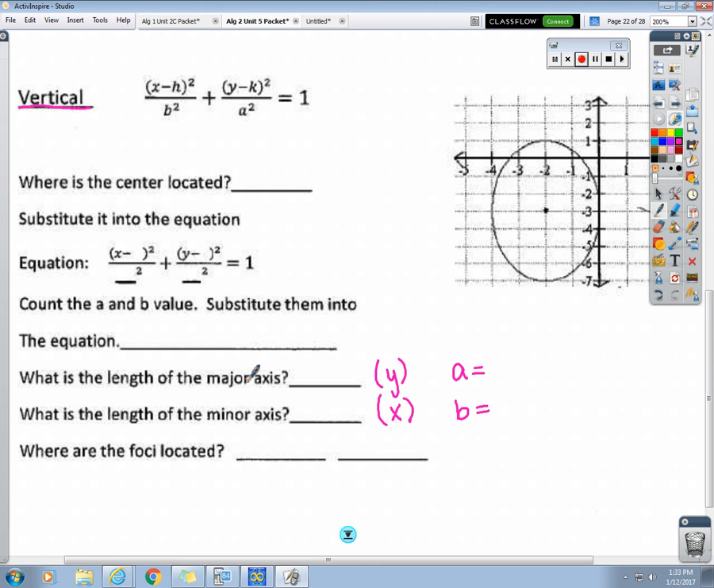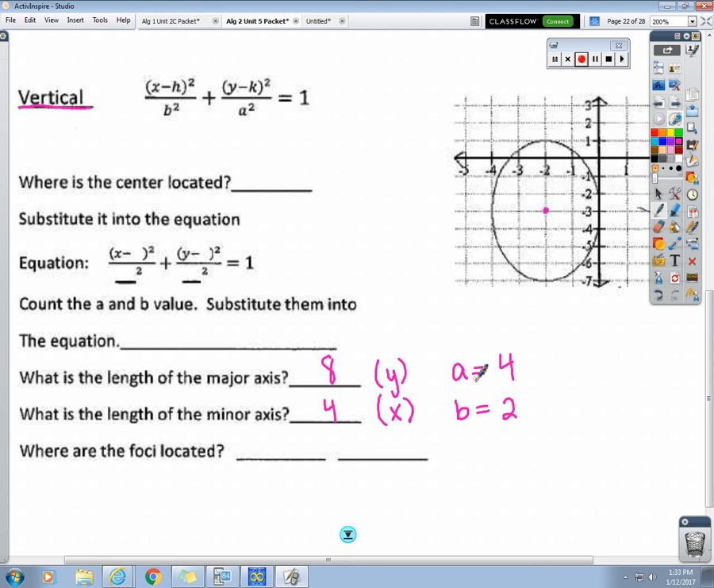So for the major axis, from the center to the top is how many units? 4. Okay, so your A value is 4, but the total length of the major axis is 8. From the center to the side is how many units? 2. So your B value is 2, but think about it. The whole length would be 4, because you have to double those numbers to get the entire length. 1, 2, 3, 4. Is everybody with me, or is anybody confused on that part?